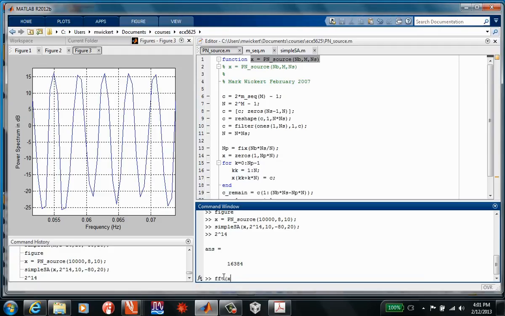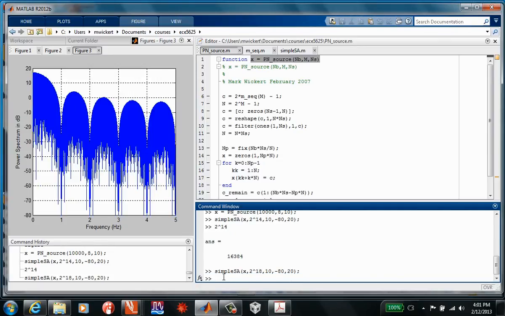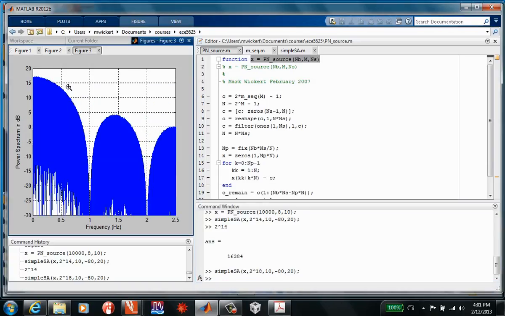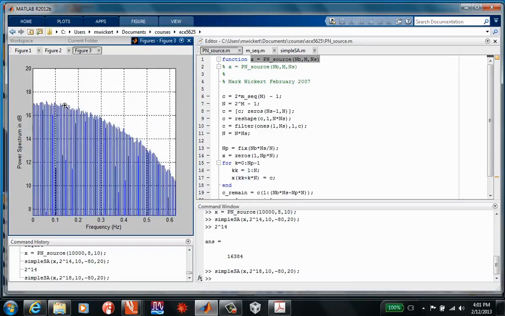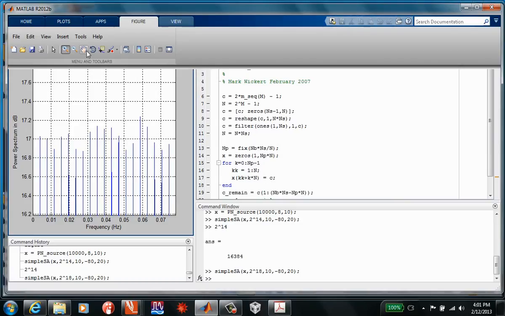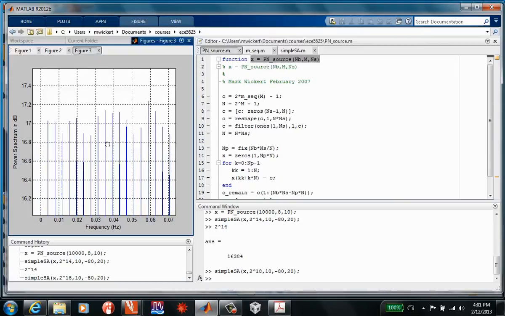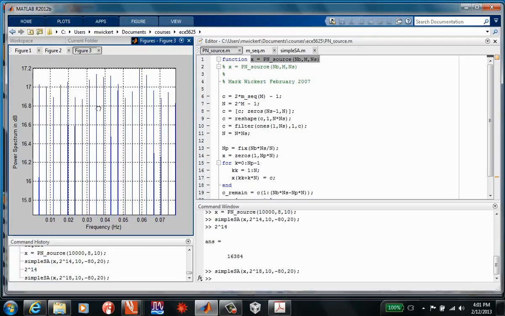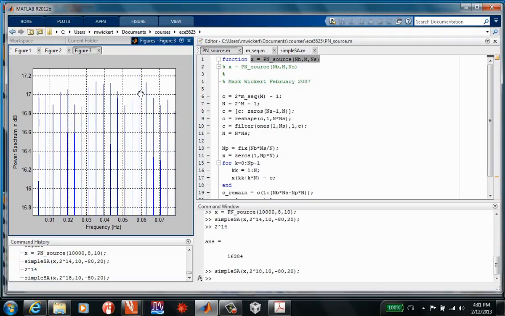So let's back up a second. Since I'm curious, I'll take this up to 2 to the 18th and run it. And now if I zoom in on this, it's a lot sharper looking. It's still not very regular because of the way the averaging is being done, and I could feed in more than 10,000 bits if I wanted to, but you can see that it's not continuous.